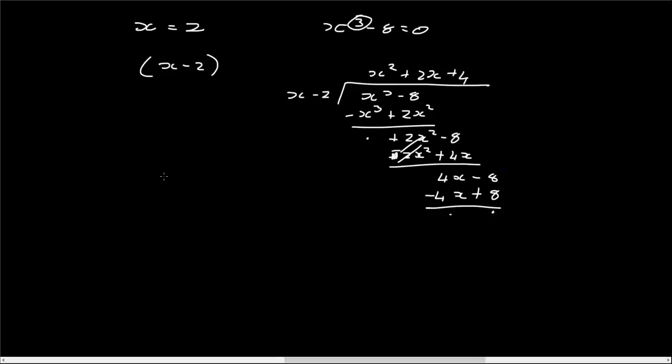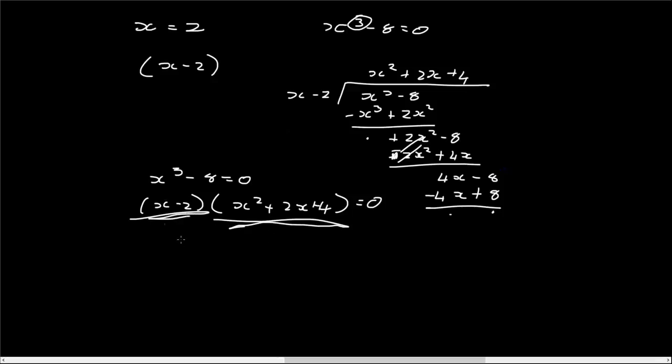So now we know that x cubed minus 8 equals 0 means that x minus 2 times x squared plus 2x plus 4 equals 0. So now we've got one root here. We've just got to get the other two roots, and for that we're going to use the quadratic formula, which is negative b plus or minus the square root of b squared minus 4ac, over 2a.